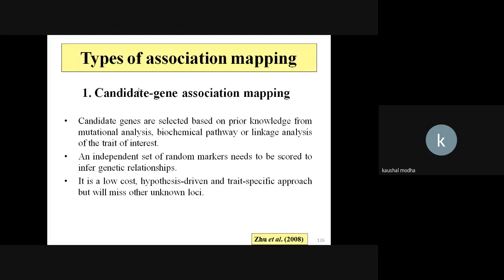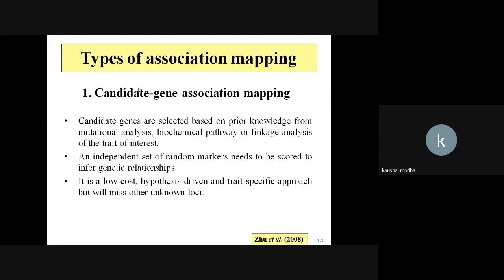So it is a low-cost approach because we are focusing on a limited region. The markers to be taken into consideration are very low in number, so that reduces the cost. It is hypothesis driven. We know that the candidate gene is present somewhere in this limited region, and it is a trait-specific approach. It is easier, but there is one limitation. Because you have limited your search to a particular region, you will not be focusing on other loci which might be influencing the trait. So we are missing those unknown loci. That's candidate gene association mapping.